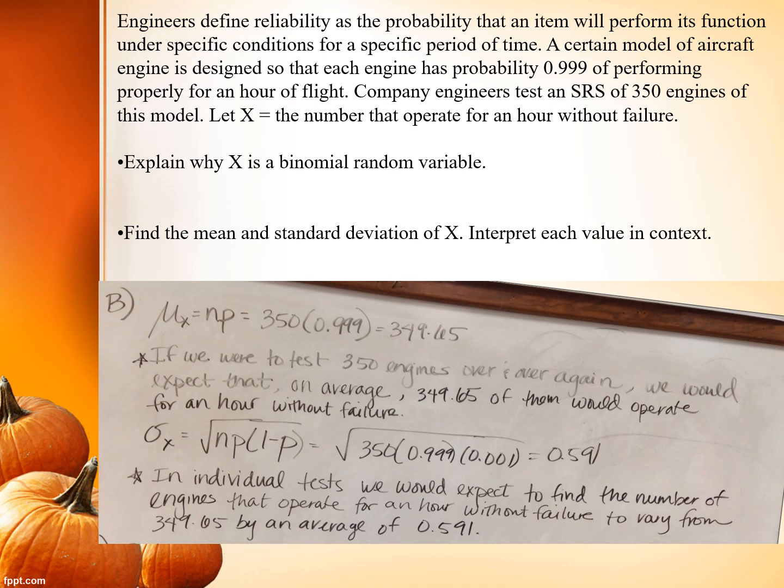So then standard deviation again, n times p times 1 minus p, and I take the square root. So 350 times 0.999 times 0.001 equals 0.591. And then for this one, I would say in individual tests, we would typically expect to find the number of engines that operate for an hour without failure to vary from the mean of 349.65 by an average of 0.591. And there is both the mean and standard deviation in context.